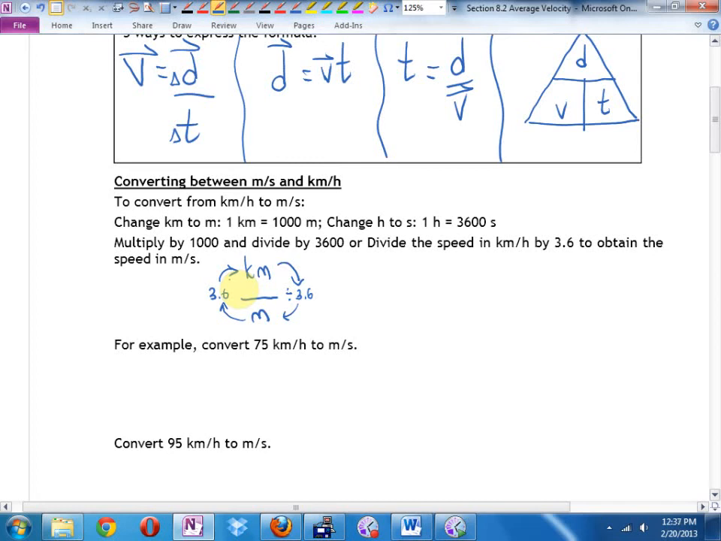And by the way, it's a 3.6 because you're actually multiplying by 1,000 and dividing by 3,600, because there's 3,600 seconds in 1 hour and there's 1,000 meters in a kilometer. But when you times by 1,000 and divide by 3,600, that's the same as dividing by 3.6, which is a little easier to remember.